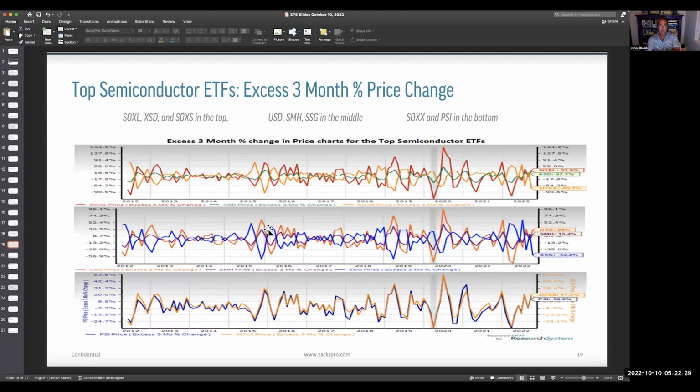All right, this is the 3-month excess price change. This is just giving the volatility of these. Got to keep in mind some of these things are used for trading purposes. SOXL is a classic example. You can see it really spins up and down much more than these other ones. That's what I basically want to point out here.